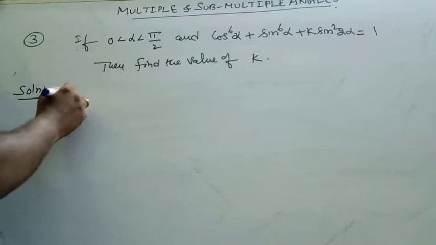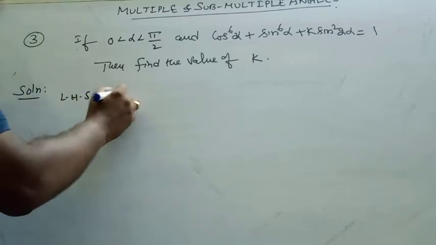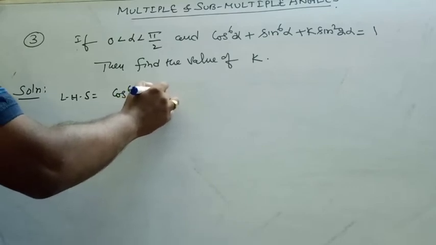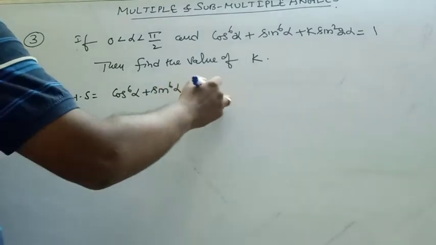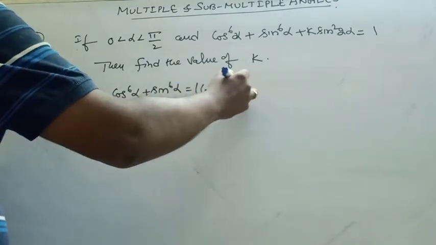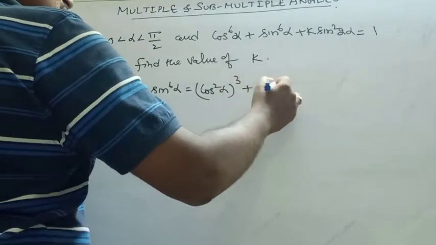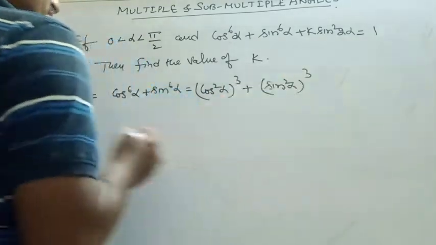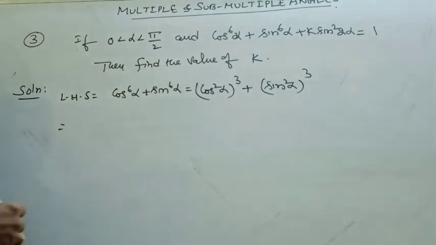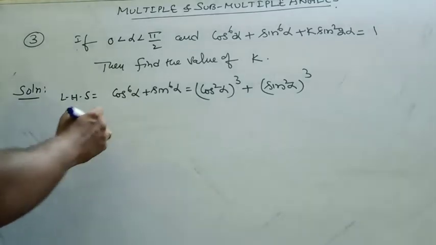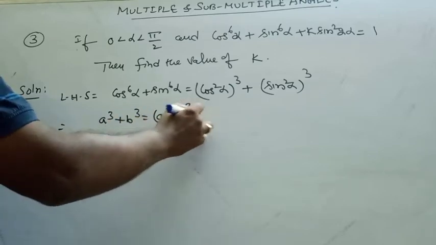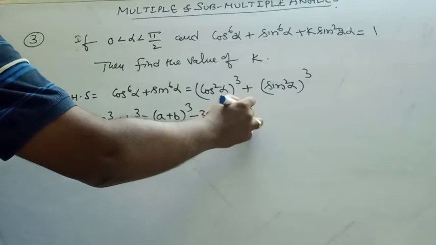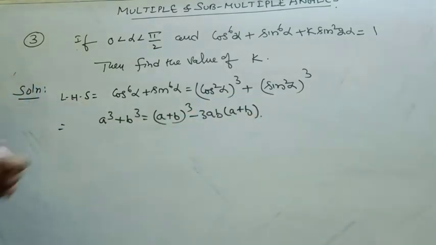How will you do this problem? See my dear students, on the left hand side we have cos power 6 alpha plus sin power 6 alpha. Let us try to do this first. Already we told you that we can write this as cos square alpha whole cube plus sin square alpha whole cube. Now this is something like the a cube plus b cube formula. You know that a cube plus b cube is equal to a plus b whole cube minus 3ab into a plus b. Now we use the same thing here.